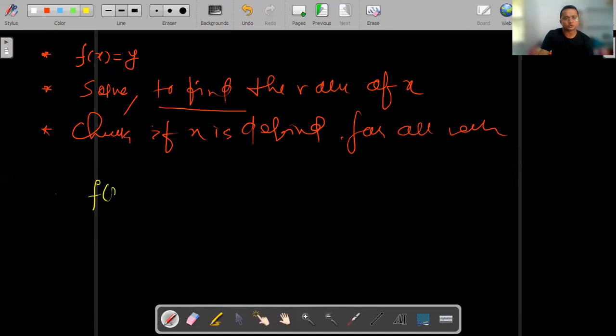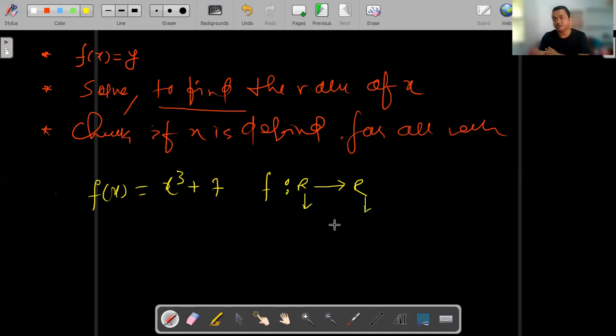f(x) = x³ + 7, and the function is defined from real numbers to real numbers. That means the domain is the real numbers, and the codomain is also the real numbers. It's a big set right now.